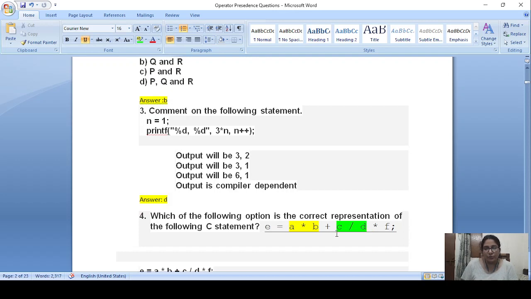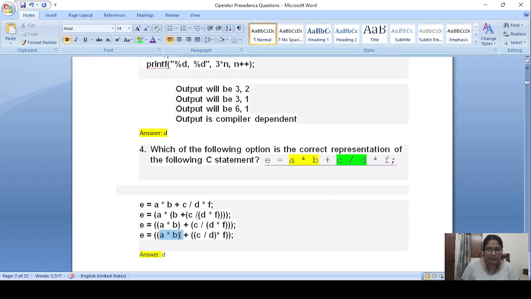Now whatever the output will come, F will have only one operator, that is multiplication. So this thing will be evaluated after, which color should I make it? Okay, I will make it purple. So it will be like A multiplied by B plus C divided by D will be together, and C divided by D multiplication of F will be together. So the output will be D.